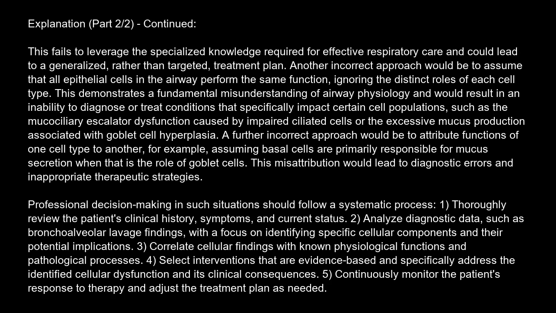Professional decision-making in such situations should follow a systematic process. 1. Thoroughly review the patient's clinical history, symptoms, and current status. 2. Analyze diagnostic data, such as bronchoalveolar lavage findings, with a focus on identifying specific cellular components and their potential implications. 3. Correlate cellular findings with known physiological functions and pathological processes. 4. Select interventions that are evidence-based and specifically address the identified cellular dysfunction and its clinical consequences. 5. Continuously monitor the patient's response to therapy and adjust the treatment plan as needed.